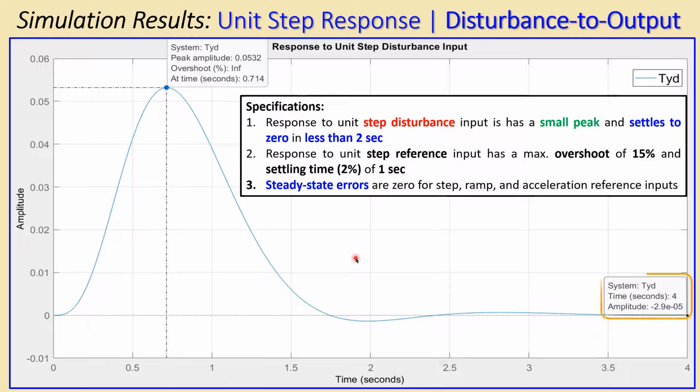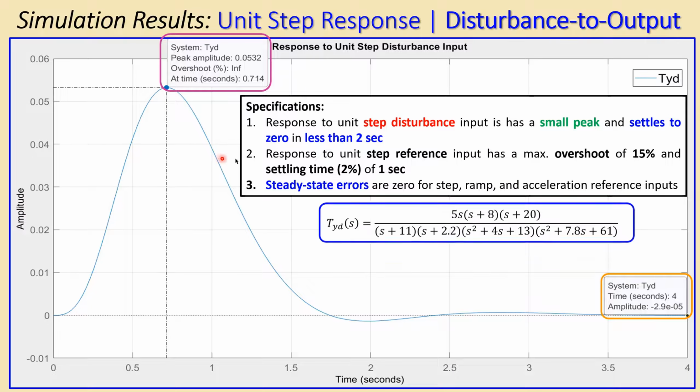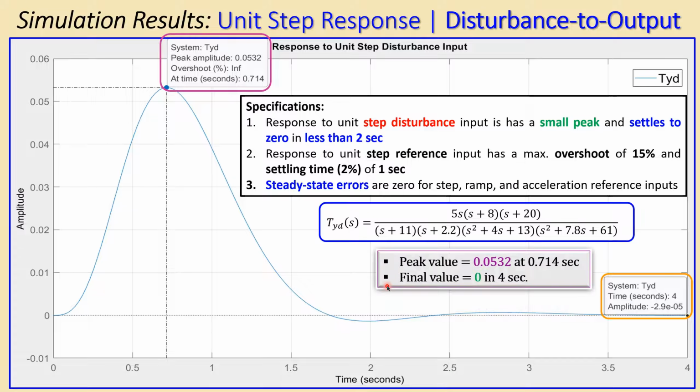Okay, this is for the disturbance, you can see, and this is then for the peak, and this was our closed loop transfer function from disturbance to output, and this is the result again. And in this case I say 0 in 4 seconds. Of course, it's actually a little bit earlier.